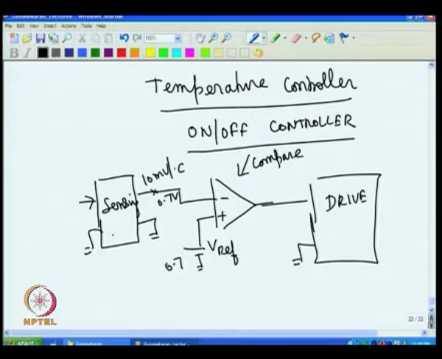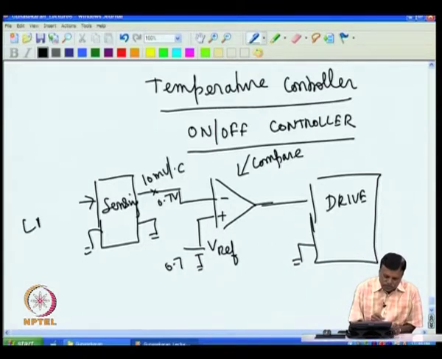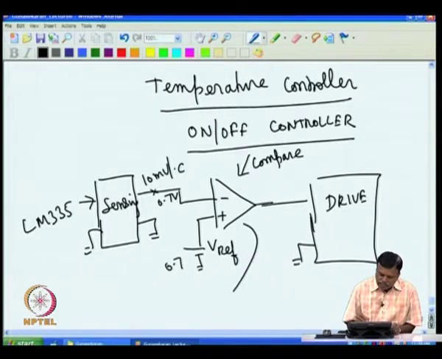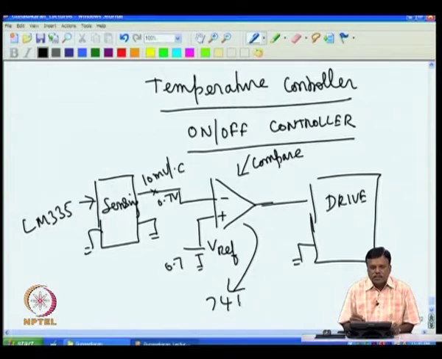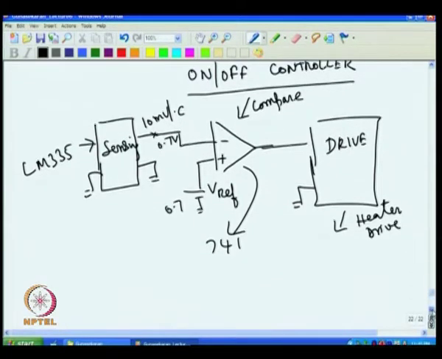Now, in this case let us take LM335 as a temperature sensor, and then we take one op amp, for example our friend 741, as a comparator. Here we want to control temperature, so the drive will be a heater drive. So, we will have a heater that has to be driven. This is what we are going to design in this lecture. Let us see next what we do with this.